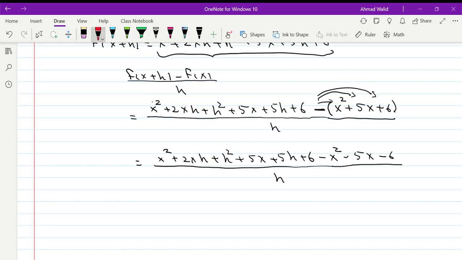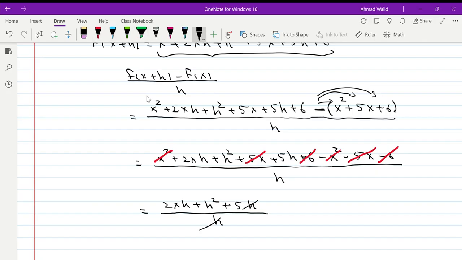Combine like terms. You see, positive x squared, negative x squared cancels out. Positive 5x, negative 5x cancels out. Positive 6, negative 6 cancels out. What is left in the top? 2xh plus h squared plus 5h over what? Another h. Please, again, I'm telling you, do not do this. Don't cancel just one of the h's. You cannot cancel because the top is not in factor form, right?